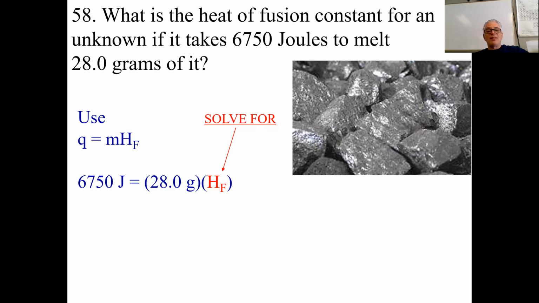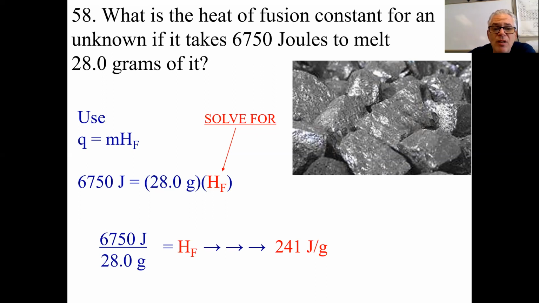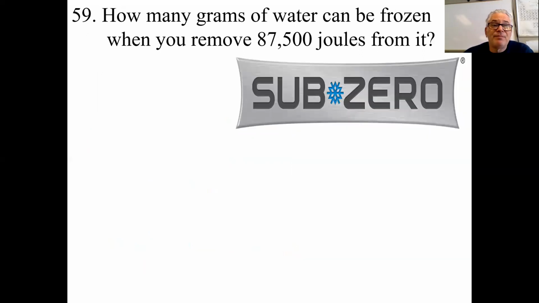To get heat of fusion by itself, we divide both sides by 28.0 grams, and the heat of fusion is going to equal 6750 joules divided by 28 grams. Do the math, 241, and the unit is very important, joules in the numerator divided by grams in the denominator. 241 joules per gram. That means in order to melt this stuff, you'd have to insert 241 joules for every gram to melt it. I love this stuff.